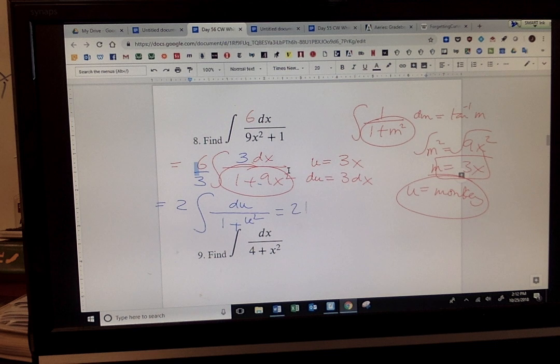So is the answer just tan inverse u then? But what was u? 3x. There you go. Final answer, 2 tan inverse 3x plus c. Wow. So observe the algebra. So the big idea you're learning is u is the monkey. Okay?